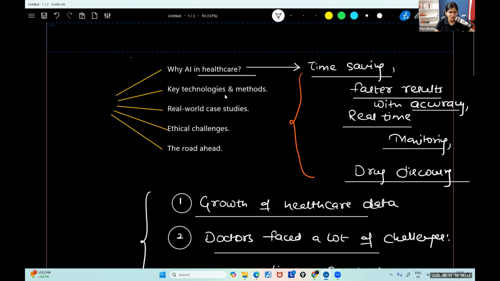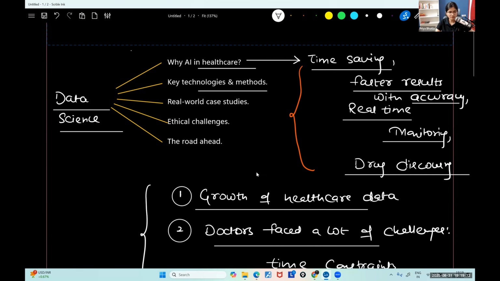Now, okay, we got the motivation now that why there is a need of AI in healthcare. But what are the key technologies we have? What are the methods we have in data science? If let's say I want to go into this specific field, what are the techniques which I should know, so that I can definitely be able to handle the projects of AI in healthcare end to end.